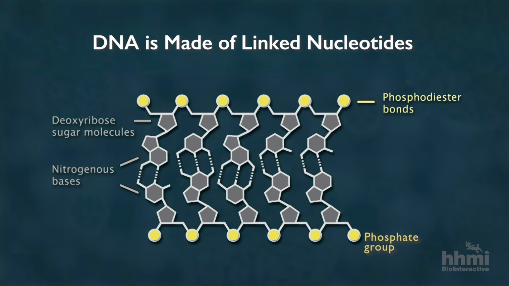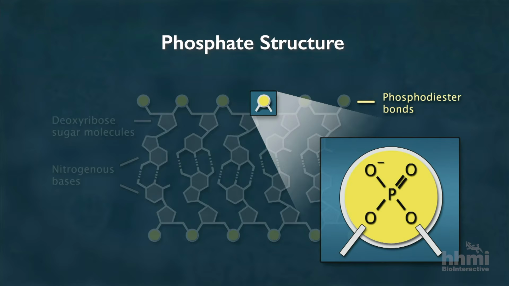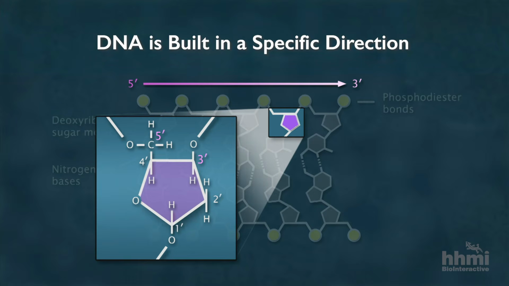Nucleotides are linked by chemical bonds called phosphodiester bonds between their sugar molecules and phosphate groups. The phosphate groups are shown as the circles highlighted on this diagram. Here is the chemical structure of a phosphate group, which has a negative charge. This is the chemical structure of a deoxyribose sugar.